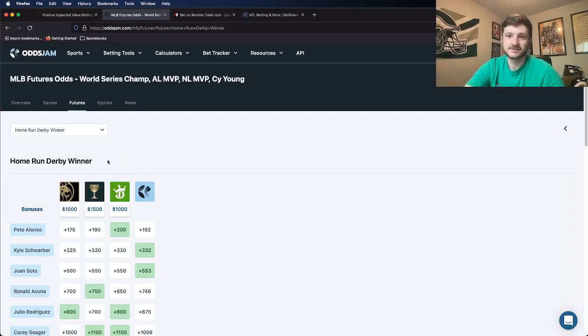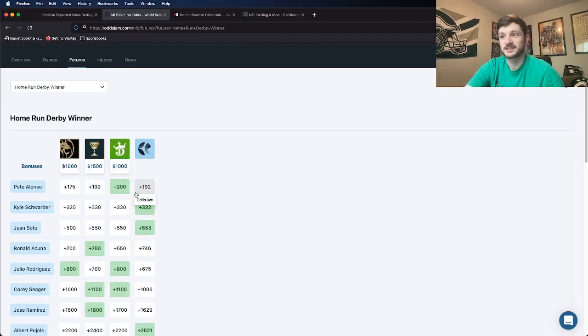So the Home Run Derby winner is what I have up here. I pulled these odds from just the OddsJam futures market. They have all the best odds. Unsurprisingly, Pete Alonso has the best odds to win, followed by Kyle Schwarber. Then there's a pretty decent gap between Schwarber and the third place person, which is Juan Soto.